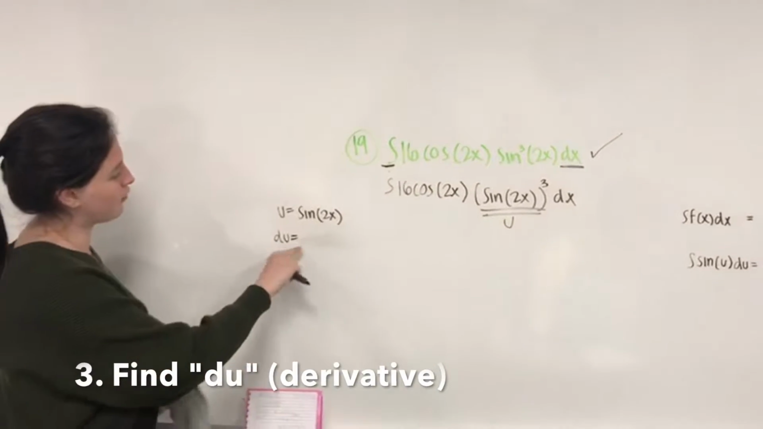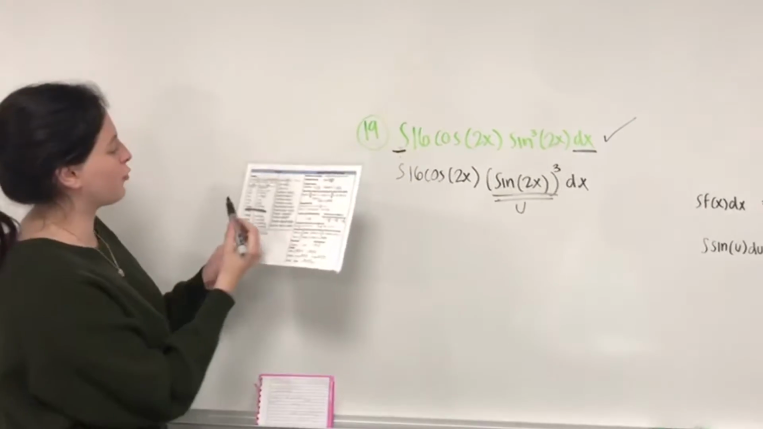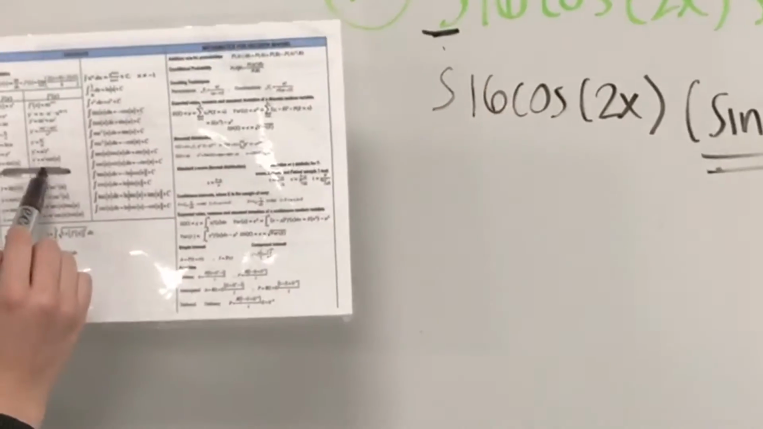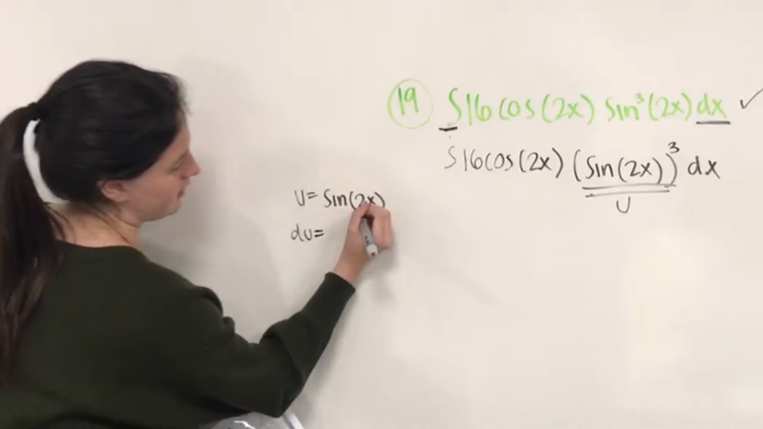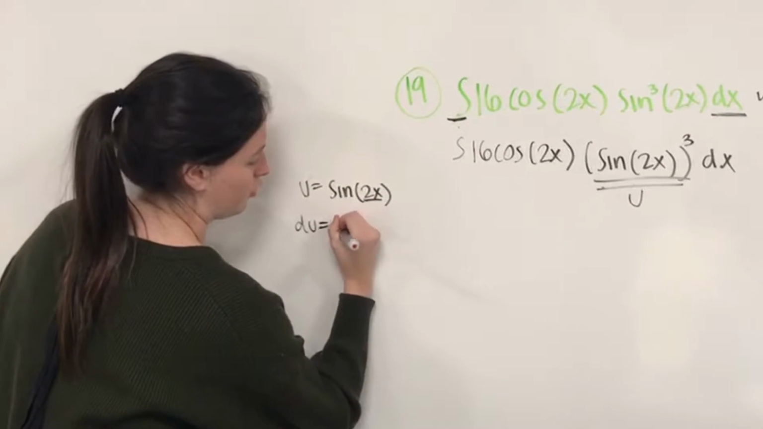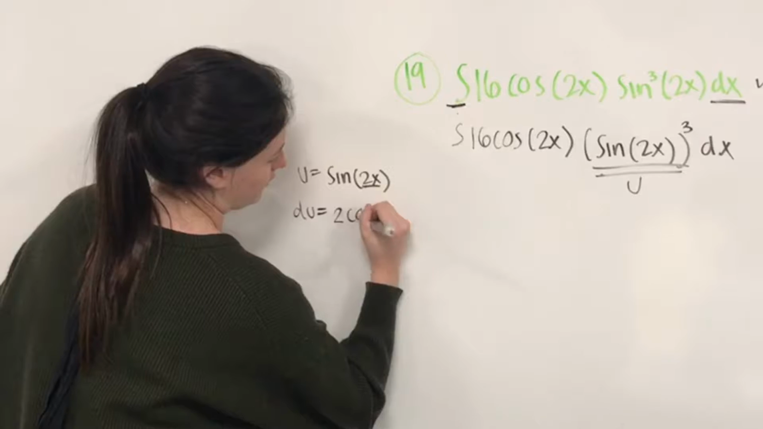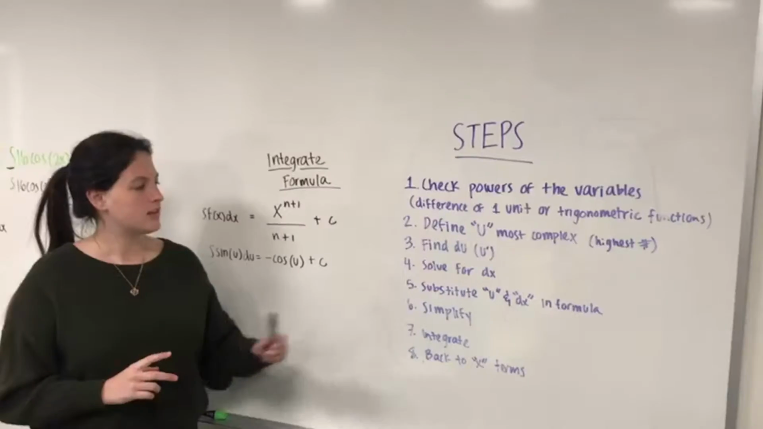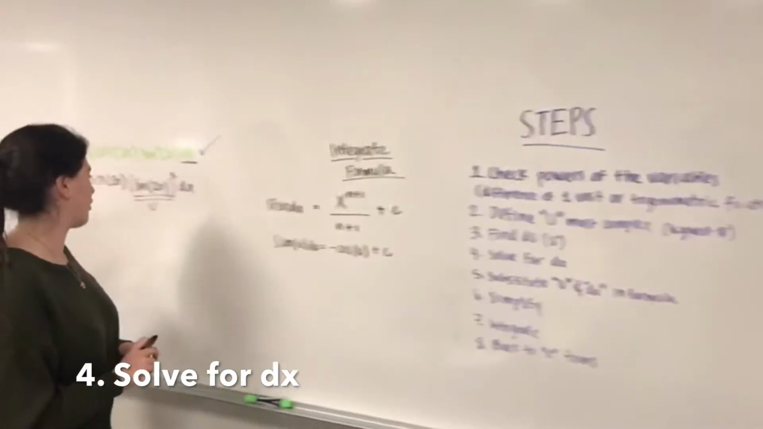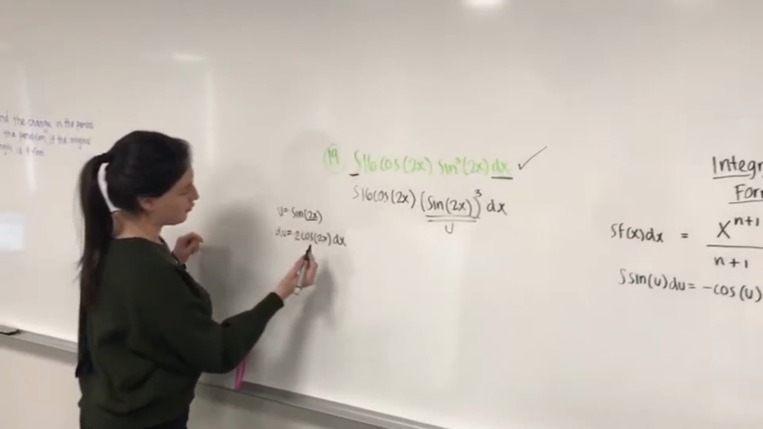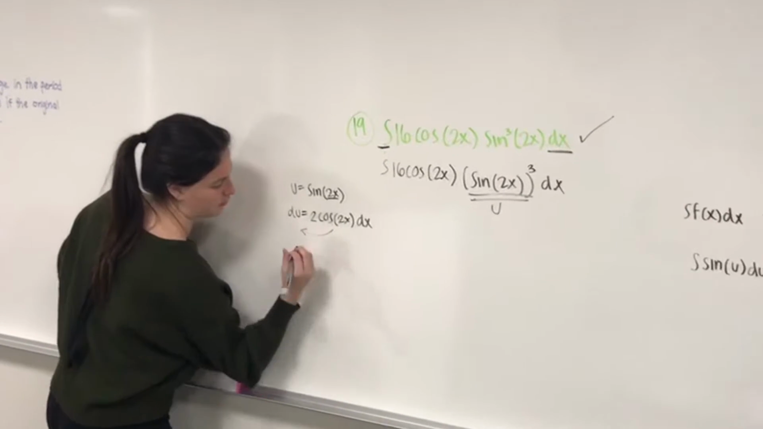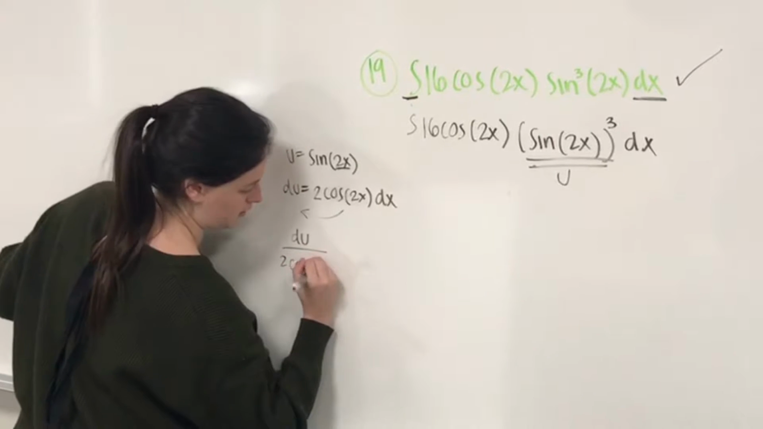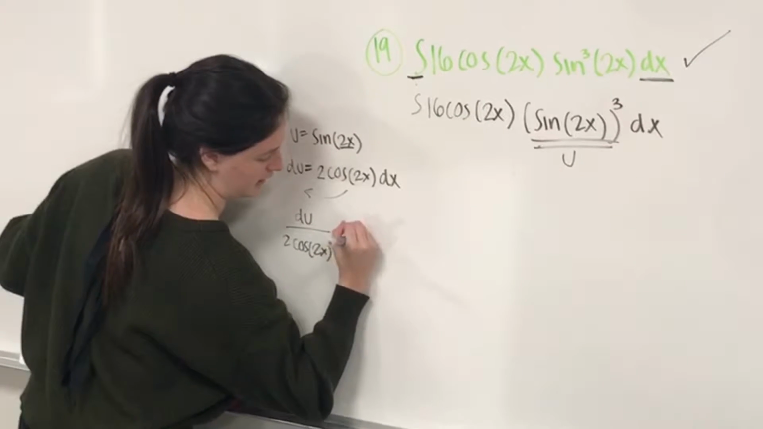Now I'm gonna find the derivative of sine. If you remember from last partial, the derivative of sine u equals the derivative of u over cosine u. It's gonna be the derivative of 2x, which is 2, cosine of 2x over dx. Step 4 is solving for x. So we're gonna do it algebraically. We're gonna pass this one down, du over 2 cosine 2x equals dx.